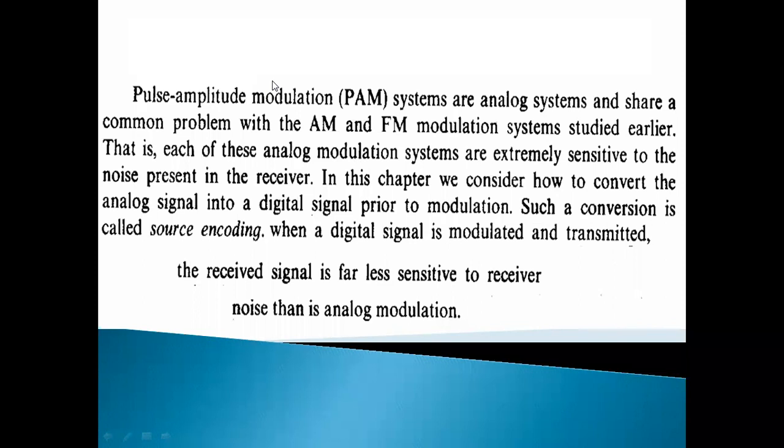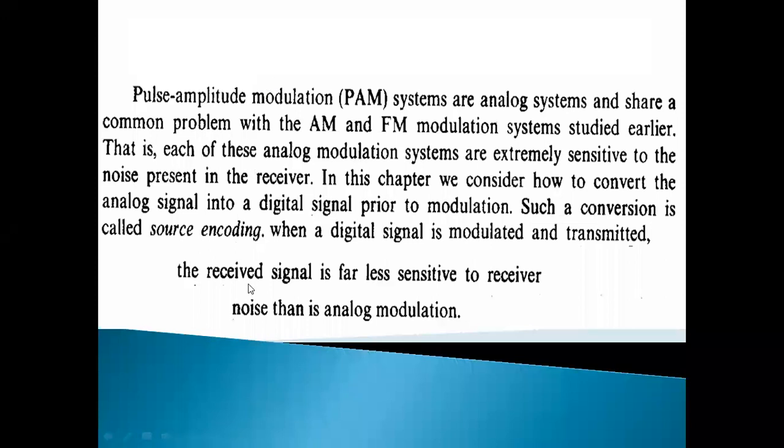Each of these analog modulation systems is extremely sensitive to noise present in the receiver. All the analog modulation systems are sensitive to noise, but digital modulation systems are less sensitive to noise. So analog modulations are noisier than digital modulation systems. Pulse modulation is also an analog modulation scheme, so like AM and FM, it also has more noise.